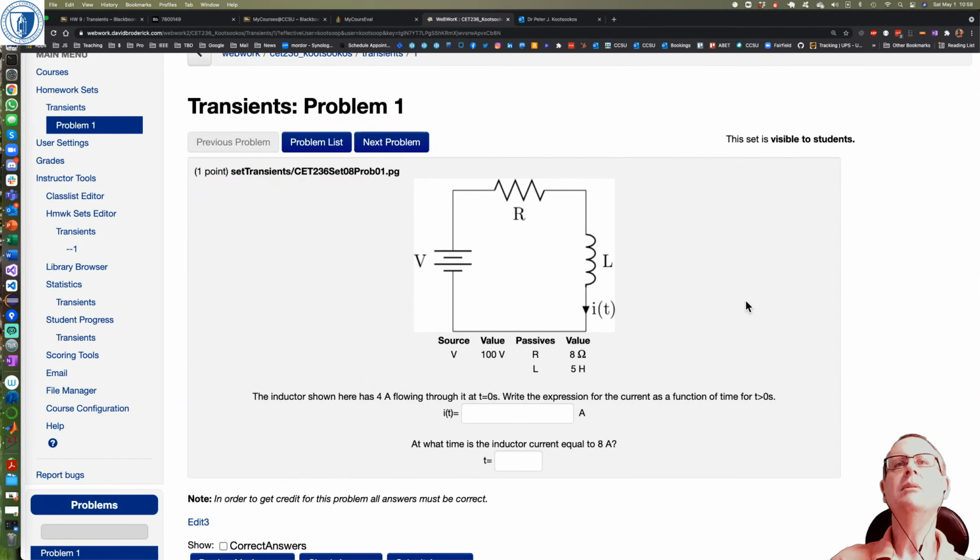Okay, so here, what have we got? We've got the inductor shown here has 4 amps flowing through it at time t equals 0. Write the expression for the current as a function of time for t greater than 0. I'll see if I can quickly answer this one. I don't know whether I'll get to the other one, but I'll try. This is homework 9.